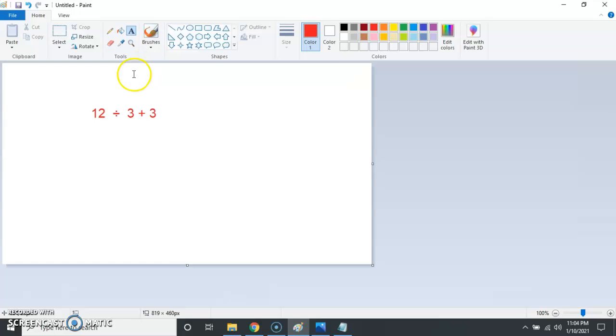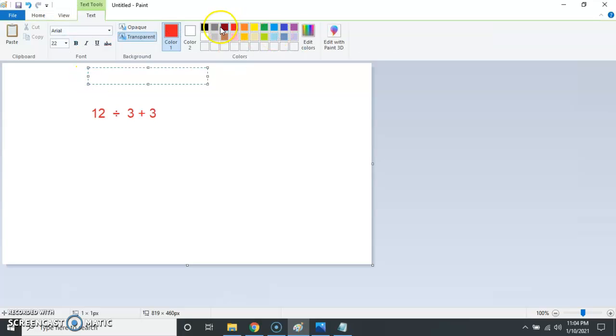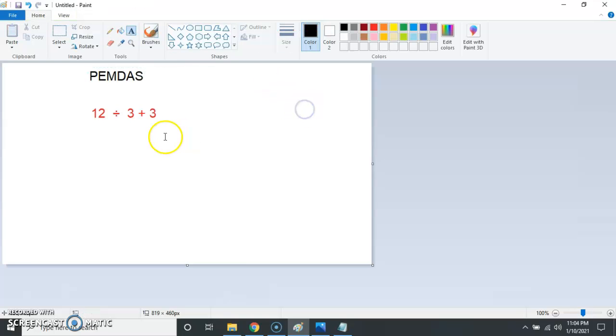So we'll do 12 divided by 3 plus 3. And remember, you need to follow PEMDAS. So since we have 12 divided by 3 plus 3, what comes first? Is it the division part or the addition part?